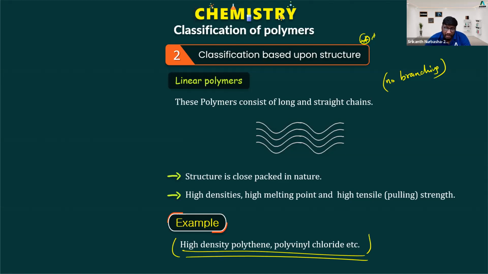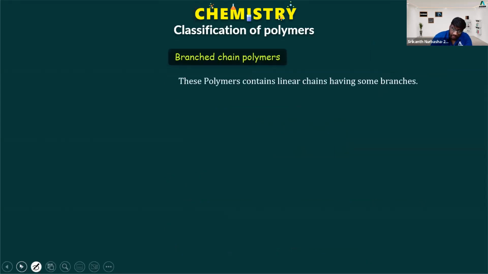Right, students? Next category, based upon structure, I can say, after linear polymers, we can also have branched chain polymers. After that, we can have cross-linked polymers. Branched chain polymers means you will be having some linkages between the two polymeric chains. Cross-linked means the number of branching will be very, very high. Yes or no? So let us go with the branched chain polymers.